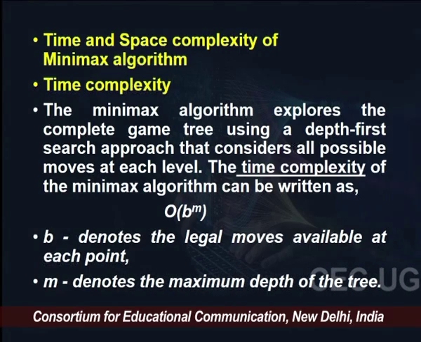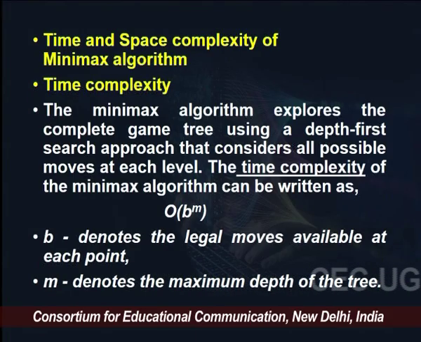we need to see that the minimax algorithm explores the complete game tree using a depth first search approach, and that we have already seen. Now, using this depth first search approach, it considers all possible moves at each level. So, the time complexity of the minimax algorithm can be written as order of b to the power m. Now, what are b and m here? Where b denotes the legal moves available at each point and m denotes the maximum depth of the tree. So, the number of legal moves to the power of the maximum depth of the tree.